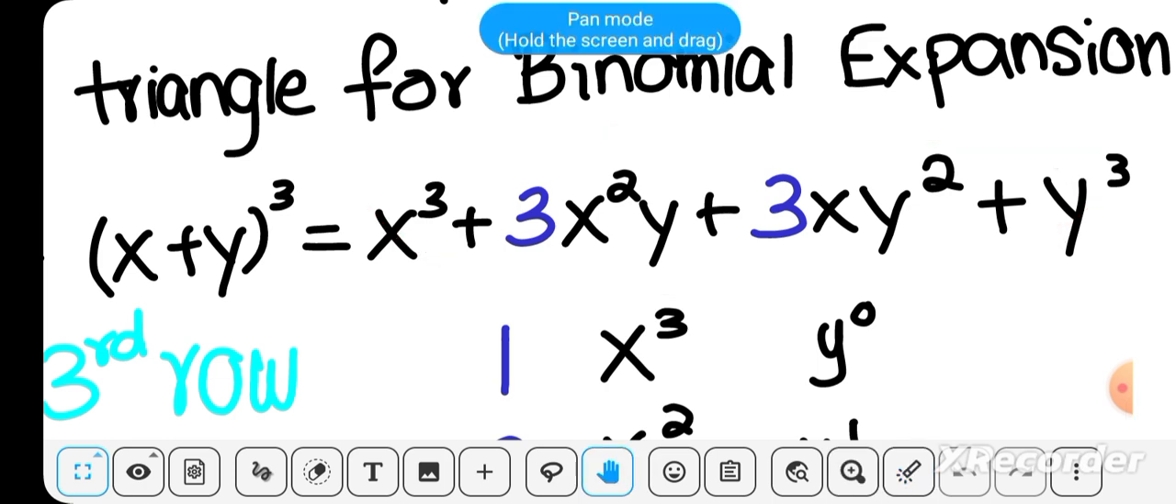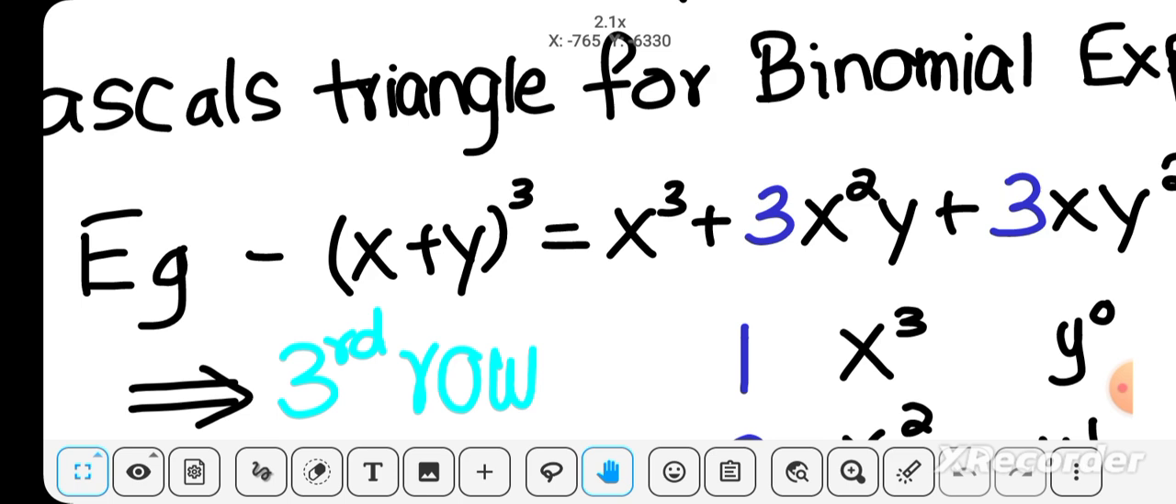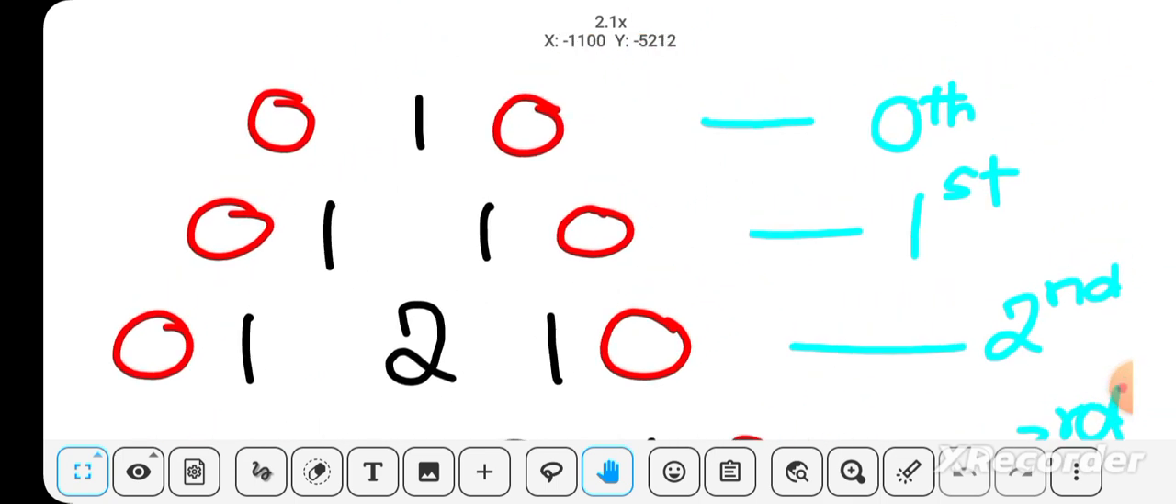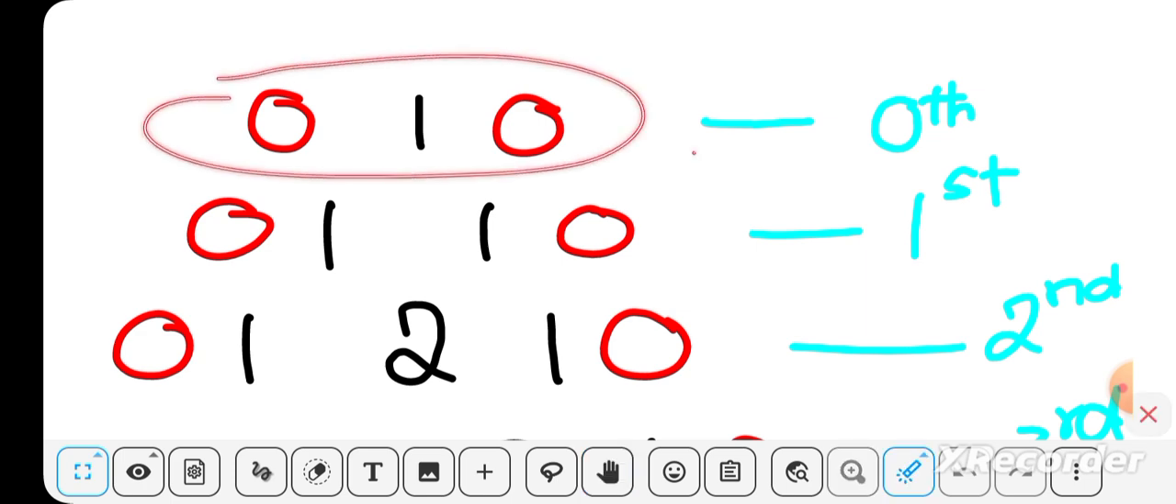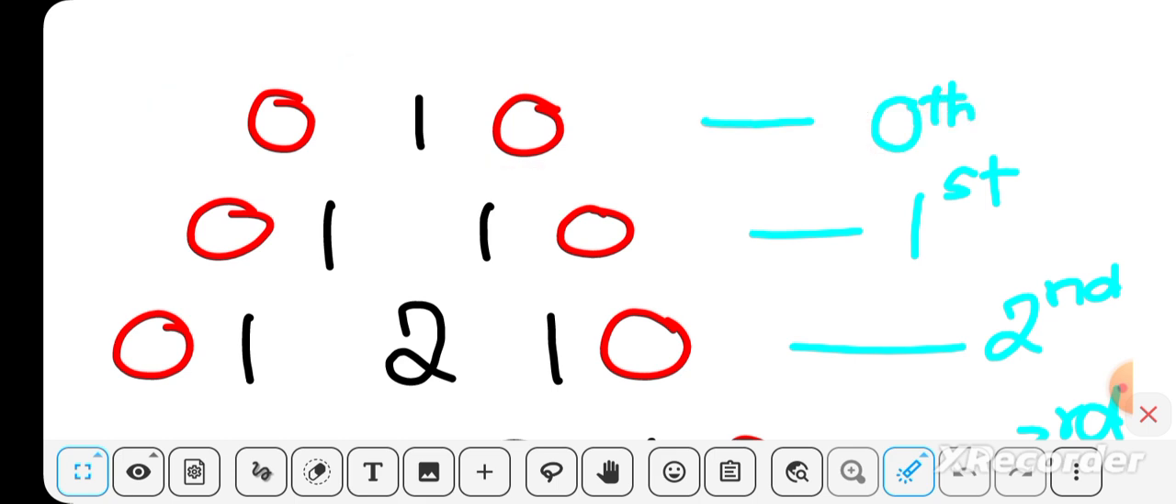So for the first example, let's see how we can expand this one, x plus y raised to the third power. The first thing that we are going to do is look at the power. It is 3. So let's go back to the Pascal's triangle, and we have to go to the third row. In this case, this is not the first row, but it is the 0th row. Alright, know this. The first row is always going to be the 0th, and from that we'll proceed forward.